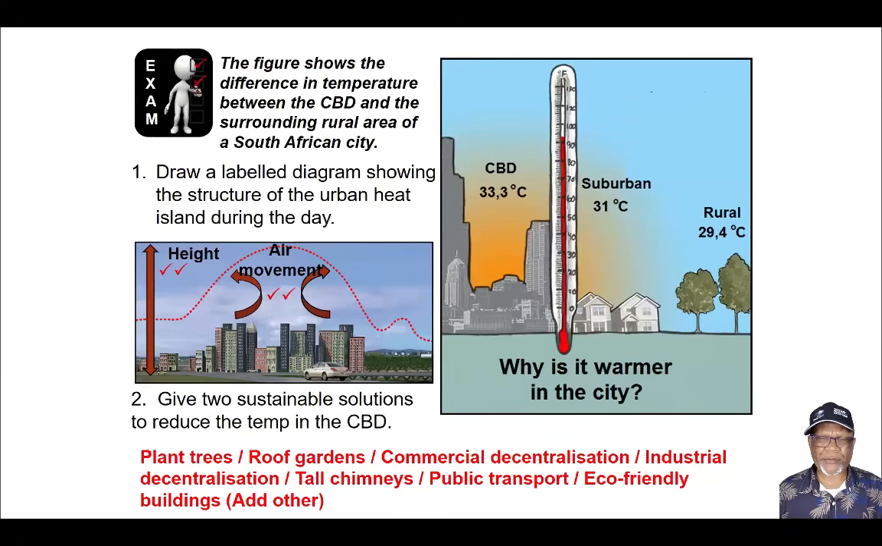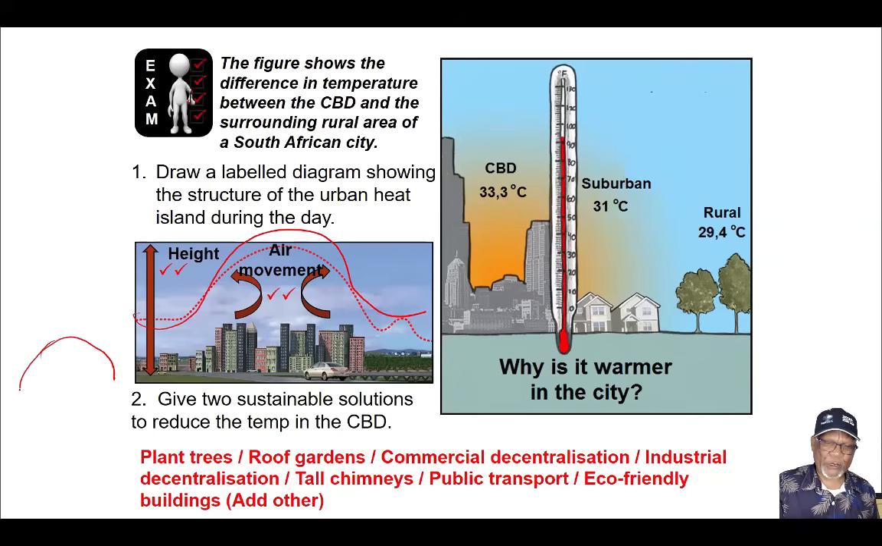Now, the figure shows the difference in temperature between the city and the surrounding rural area of a South African city. And they say draw a labelled diagram showing the structure of the urban heat island. So this is the structure showing the urban heat island during the day. So what you must show is that the urban heat island must look like this, but during the night, it must be a little domey and come closer to the surface.